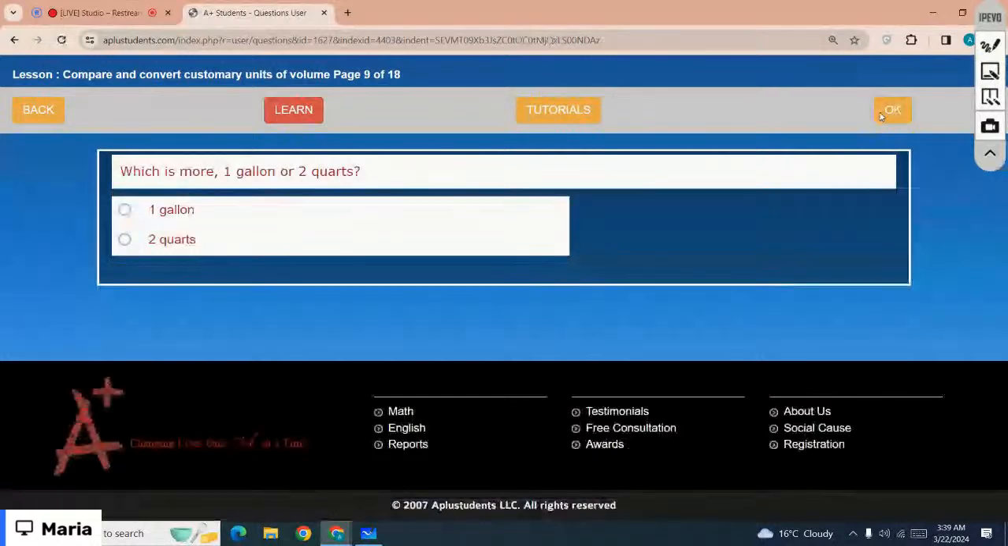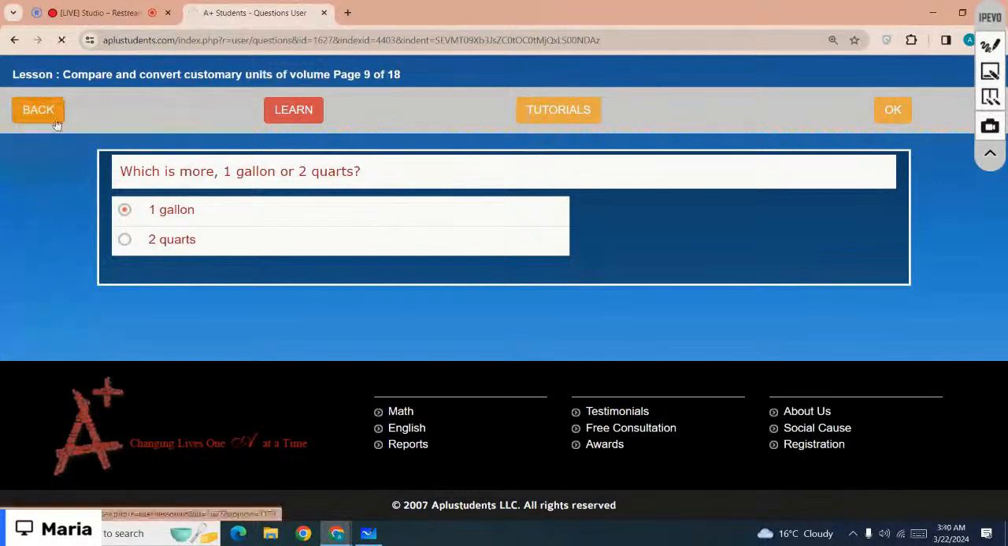Which is more, 1 gallon or 2 quarts? The correct option is 1 gallon is more, right? Okay, you can complete the lesson by yourself later today.